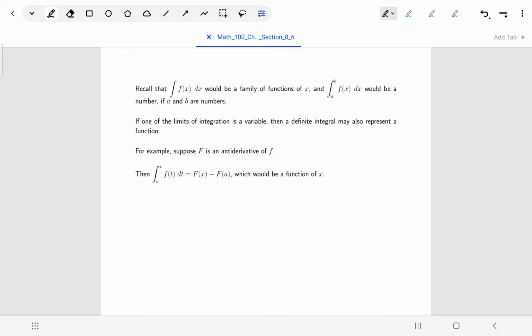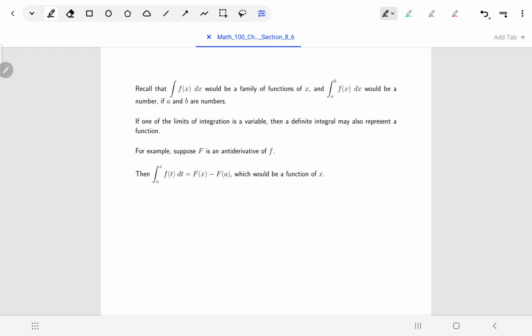Okay, so just one last thing to mention before we finish this video off, and that's a connection again between the two kinds of integrals. We have our indefinite integral, which is always going to be some sort of family of functions. So if I'm integrating f of x dx, that's going to be some sort of function of x. If I look at a definite integral, integrating f of x dx from a to b, if a and b are both numbers, then my definite integral is going to be a number.